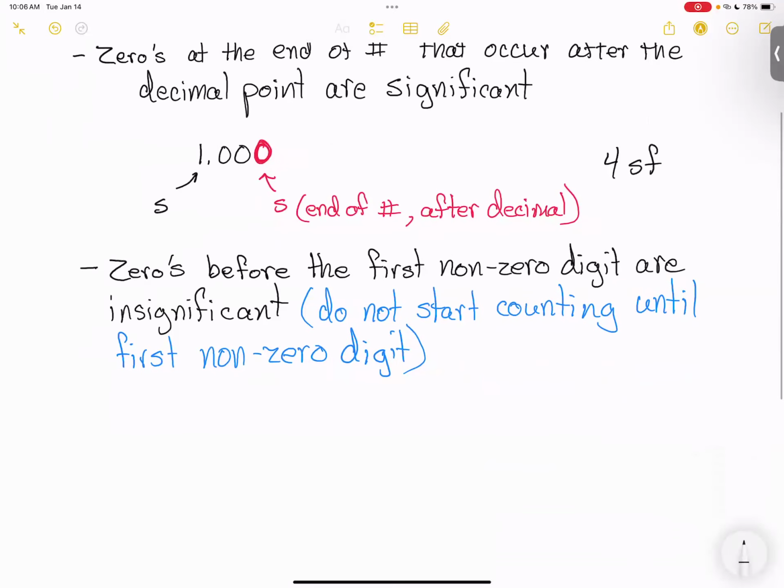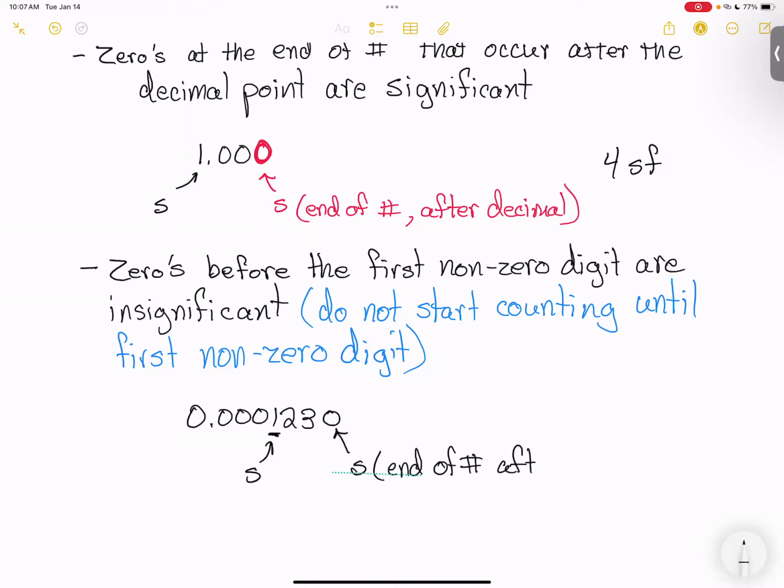So for example, if I have 0.0001230, I don't start counting until I get to the first non-zero digit. So that one is significant. And then this one is significant because it's at the end of a number after the decimal. And then I've goalposted. So this one has 4 significant digits.